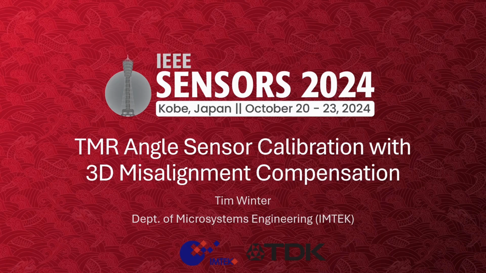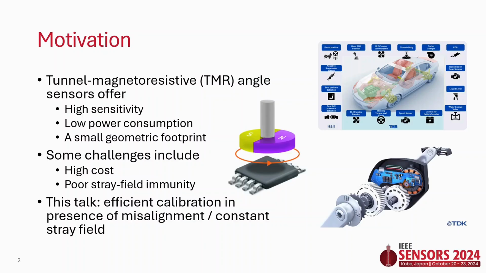Introduction and welcome to my talk on TMR angle sensor calibration with 3D misalignment compensation. Tunnel magnetoresistive angle sensors, or in short TMR, have been around for some time. They have found wide application not only in the automotive industry, but also in consumer electronics. They offer certain advantages, such as high sensitivity, also low power consumption and a small geometric footprint.